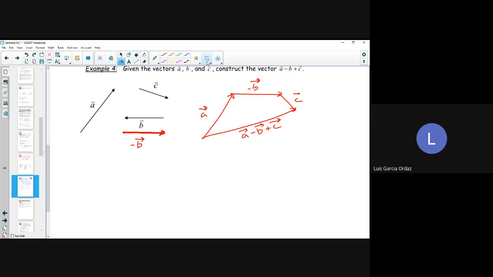So the next lesson we're going to learn is about multiplying vectors. We're going to be multiplying a vector by a scalar. So that's what the next lesson is going to look like. I'm going to stop recording this, and then we'll move on.